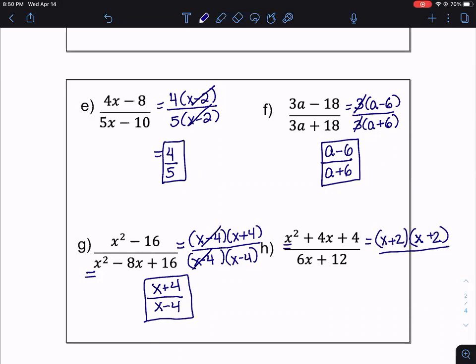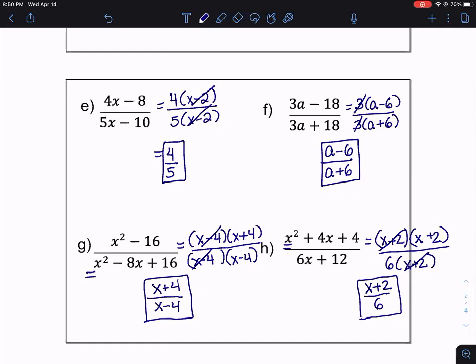In the denominator, we have a GCF of 6. When we factor that out, we're left with x plus 2. X plus 2 cancels with an x plus 2. And we're left with x plus 2 over 6. You can drop the parentheses if it's one binomial left. Okay, so any questions before we move forward?